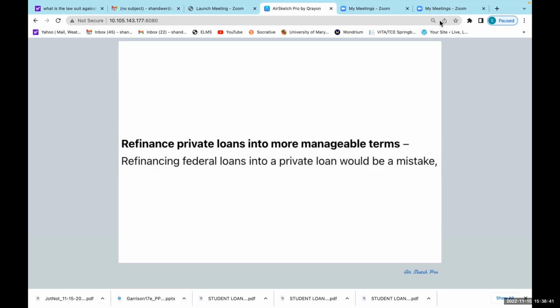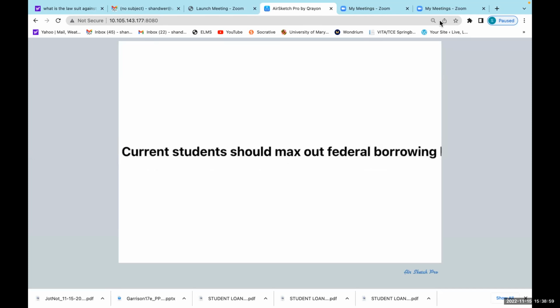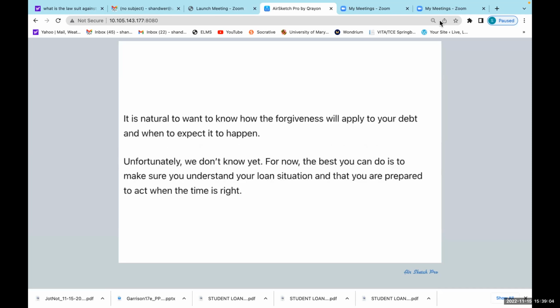Refinancing the private loans into better terms. If you can't pay down based on the theory that we just came up with, refinancing into more manageable terms is fine, but refinancing federal loans to private loans is a mistake. So don't rush to pay off your federal loans by getting a private loan. That's not a good idea at all. So again, current students should max out on their borrowing and use it to pay down private loans, if you do have those. And if you want to know how the forgiveness is going to apply, well, this slide says we basically, 2 days ago and even today more so, just don't know.